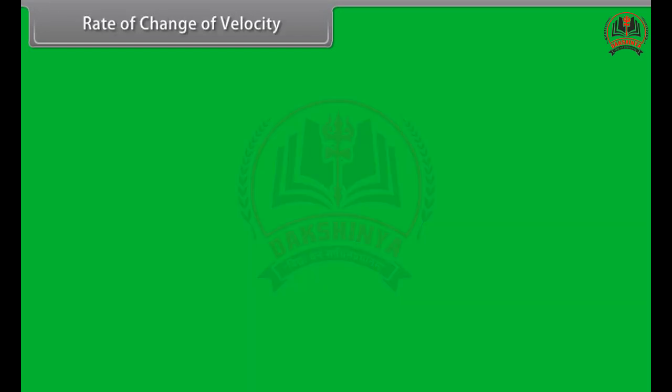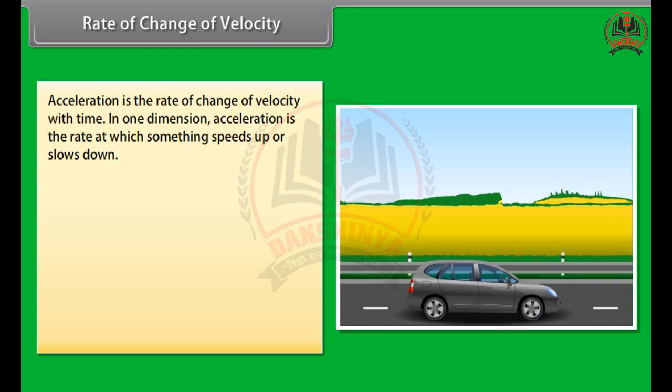Rate of change of velocity. Acceleration is the rate of change of velocity with time. In one dimension, acceleration is the rate at which something speeds up or slows down.